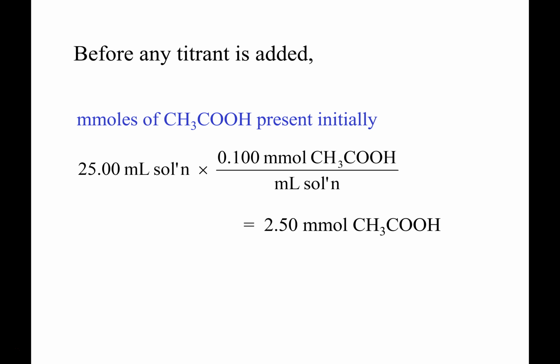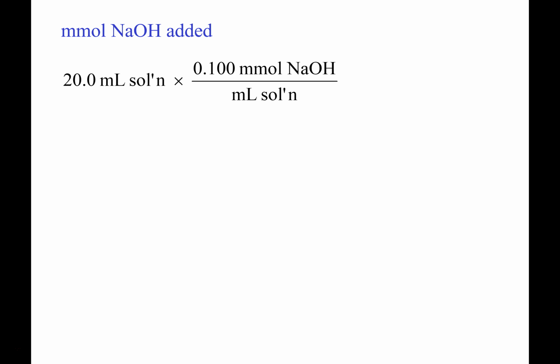Okay. So this is the millimoles we're starting out with. All of the NaOH I said was gone. So all of this is going to convert some of the CH3COOH to its acetate, the CH3COO minus. So we need to know how much NaOH we added at that point in the titration. So we had 20 milliliters, so 20.0 milliliters.